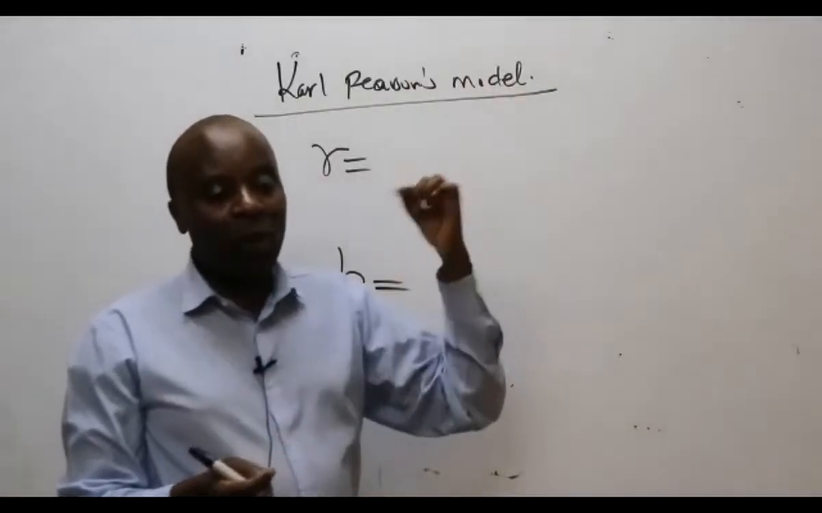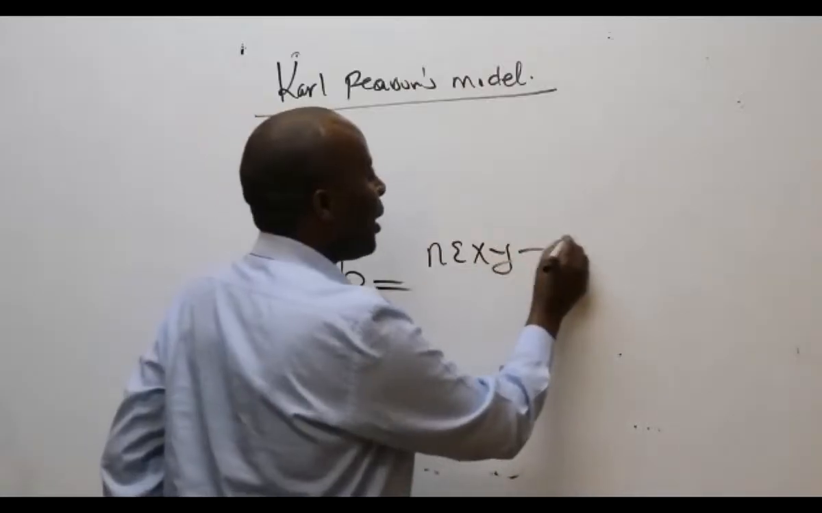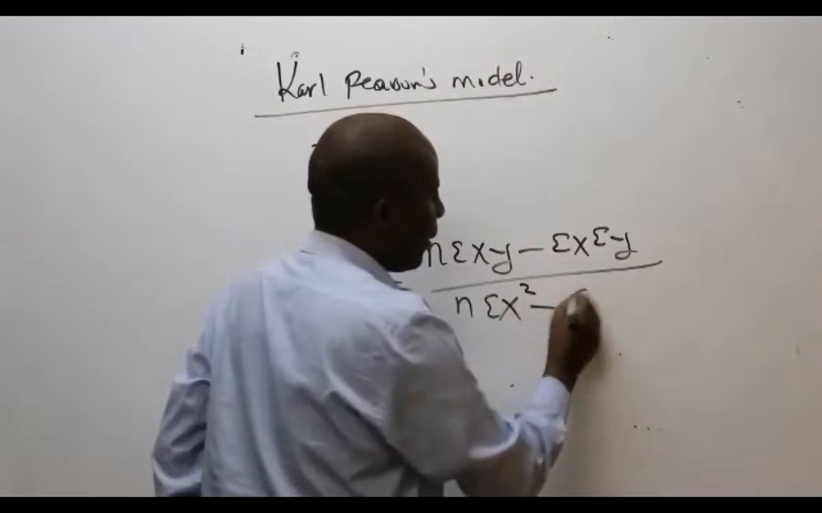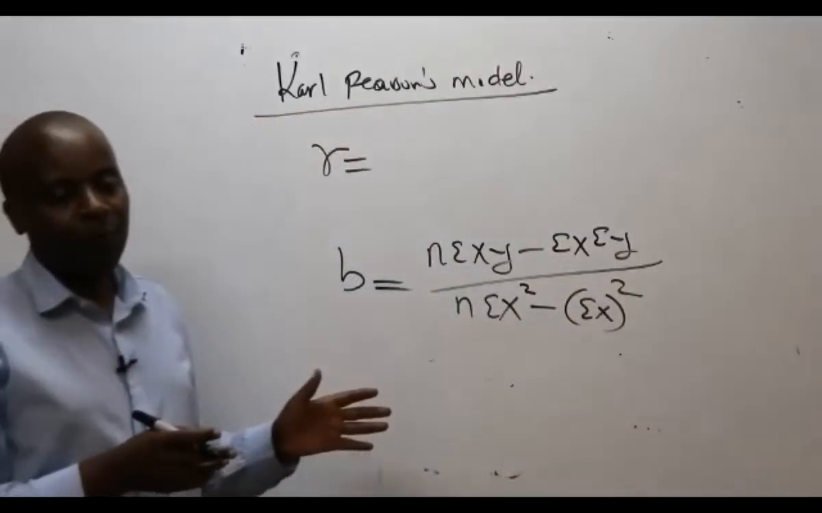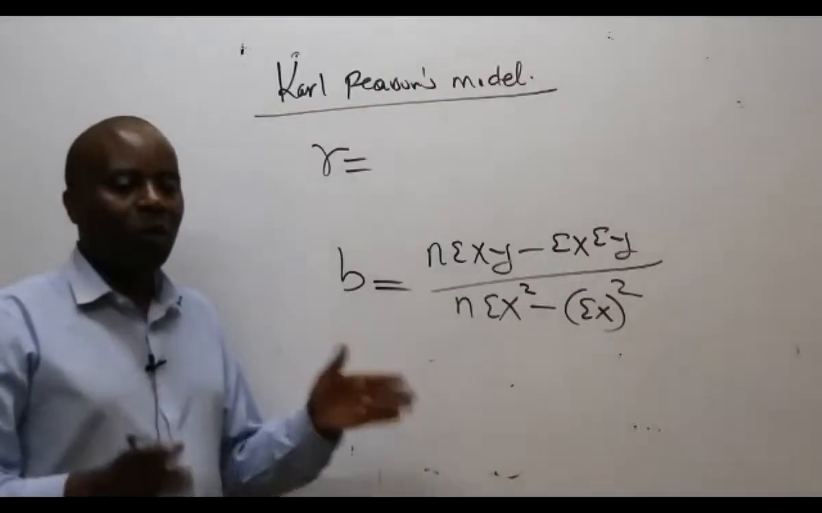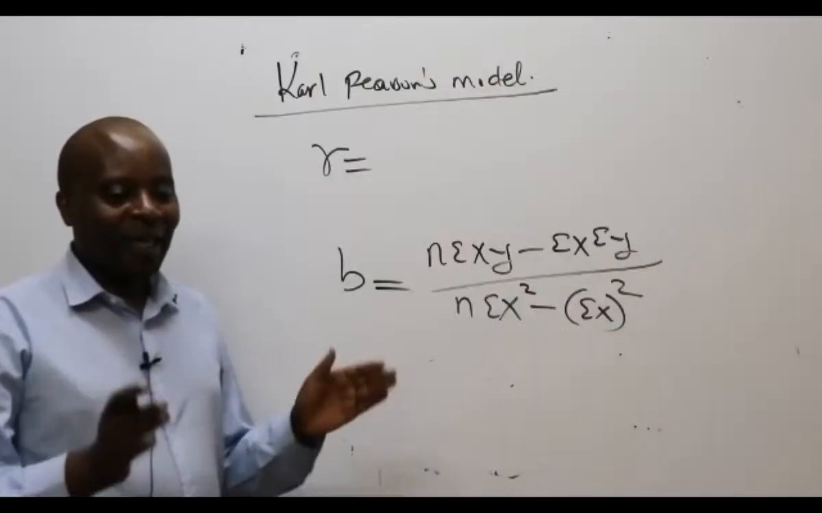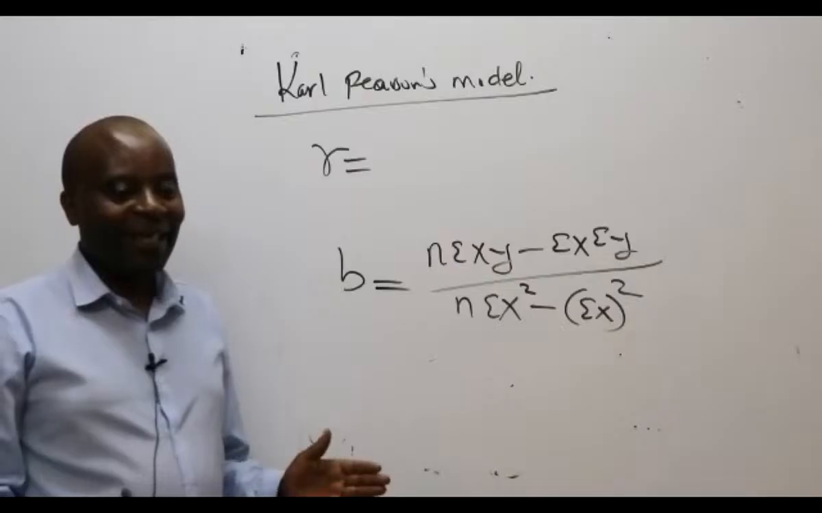And B is something I will never forget. I know that B equals n summation of xy minus sum of x, sum of y, all over n summation of x squared minus (sum of x) squared. You have to cram this the way I've crammed it myself. That is the formula of getting B.